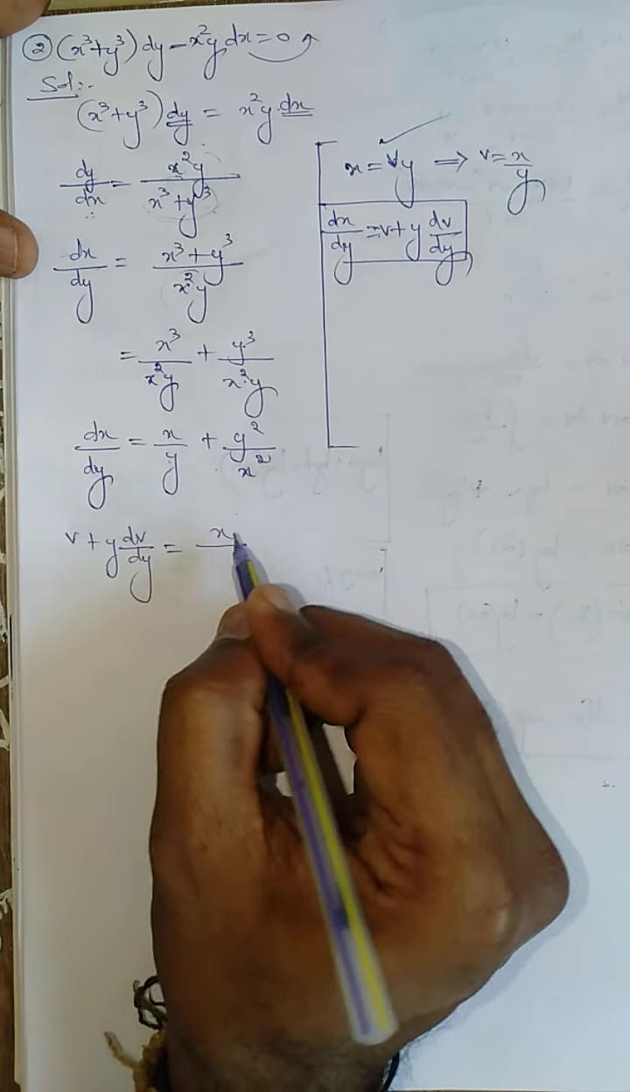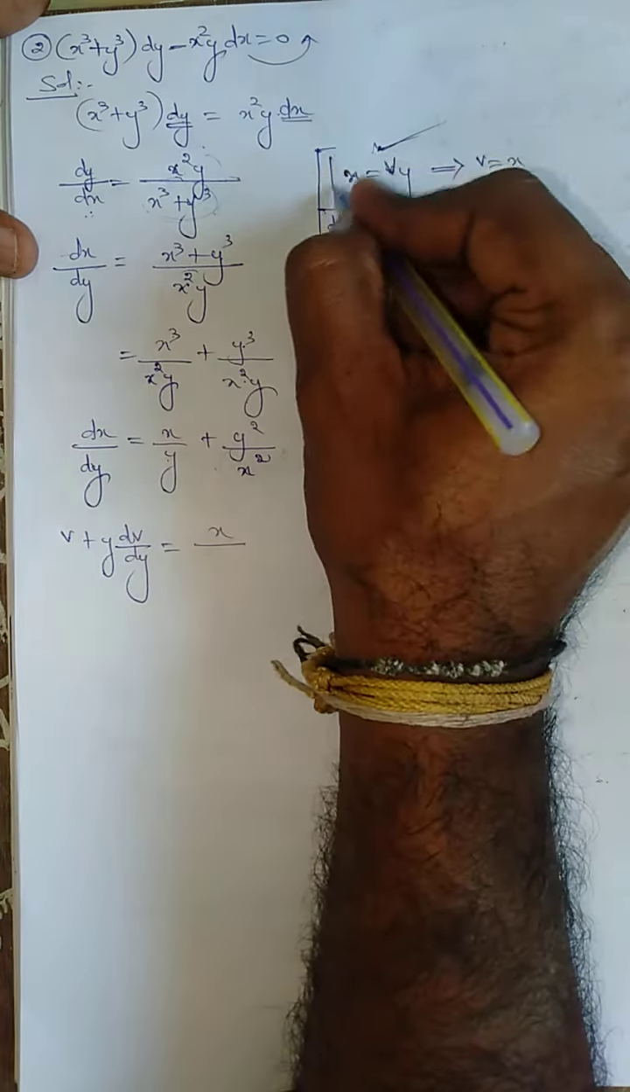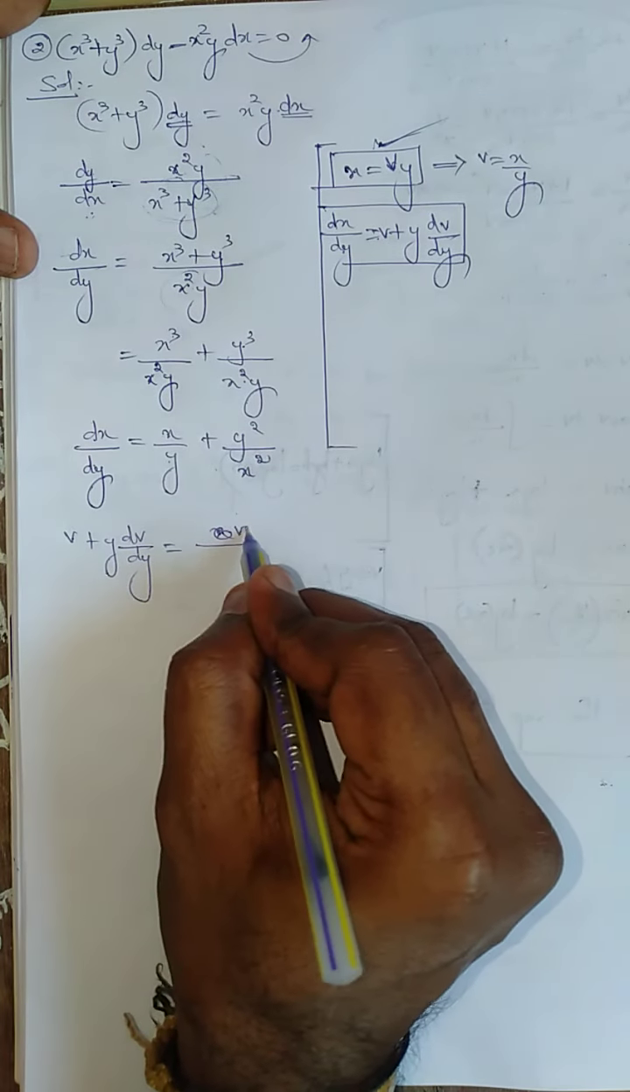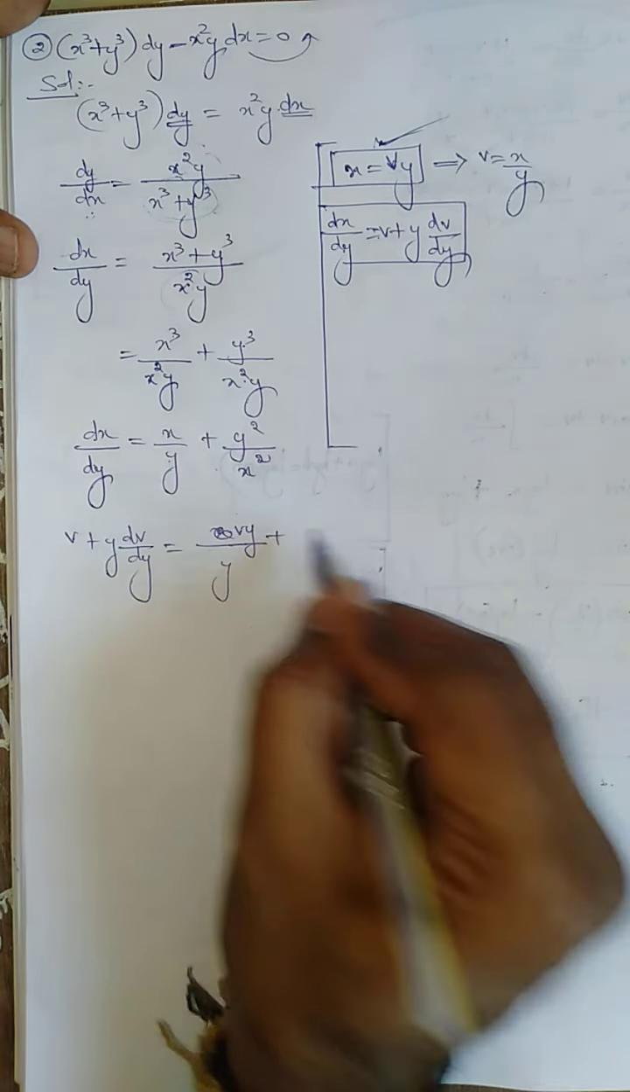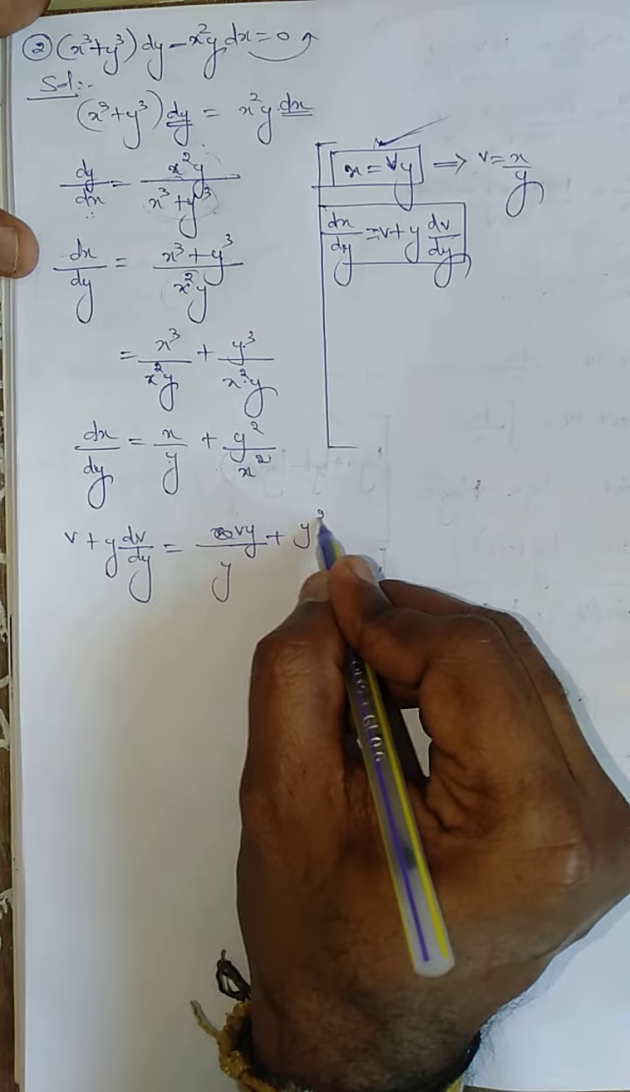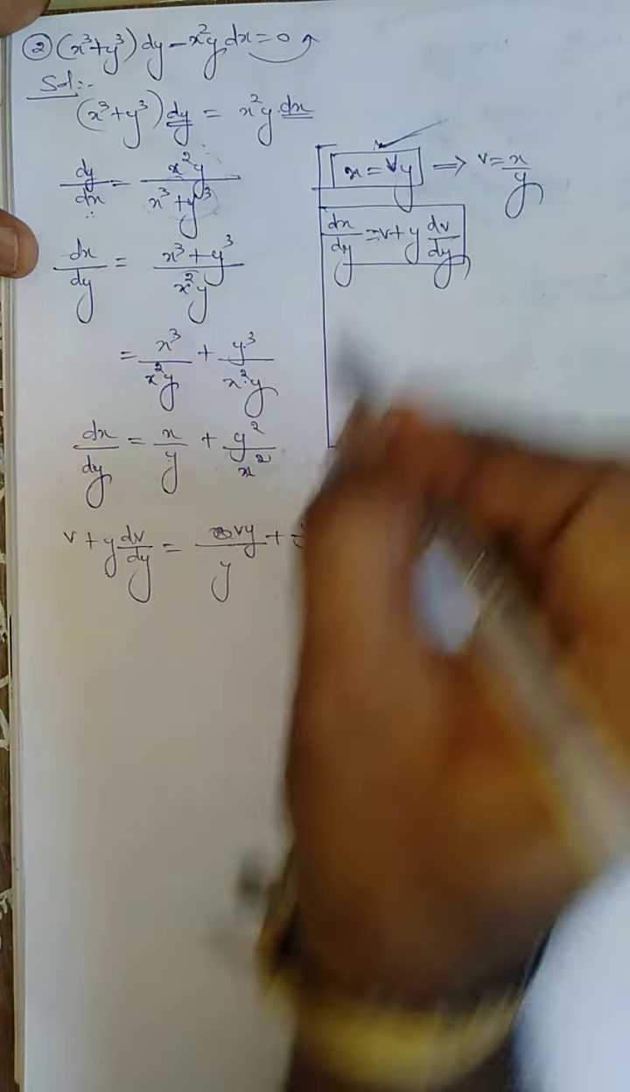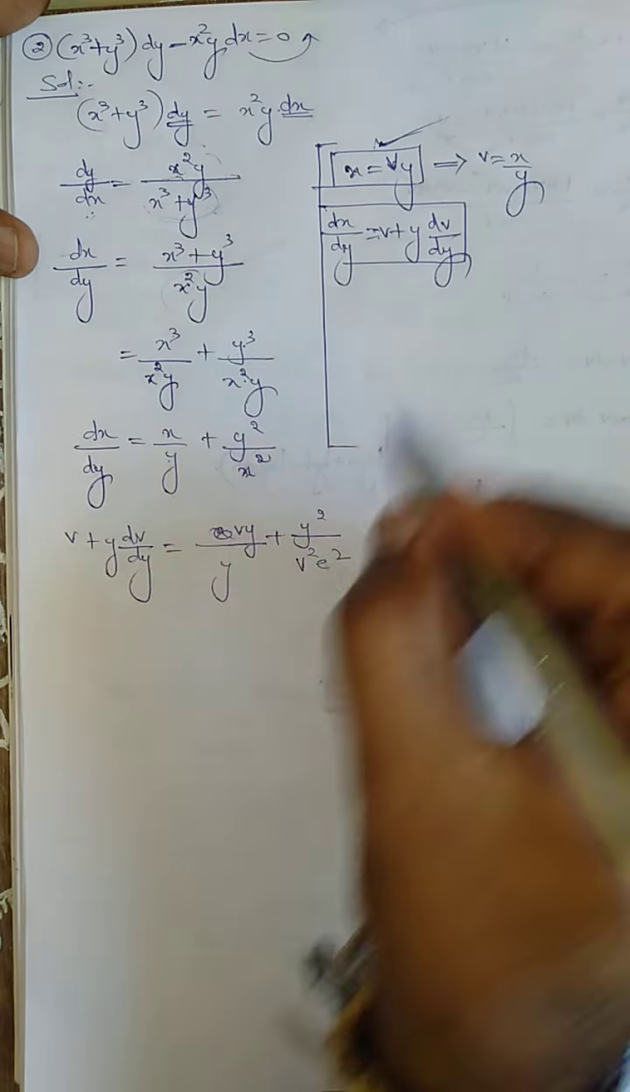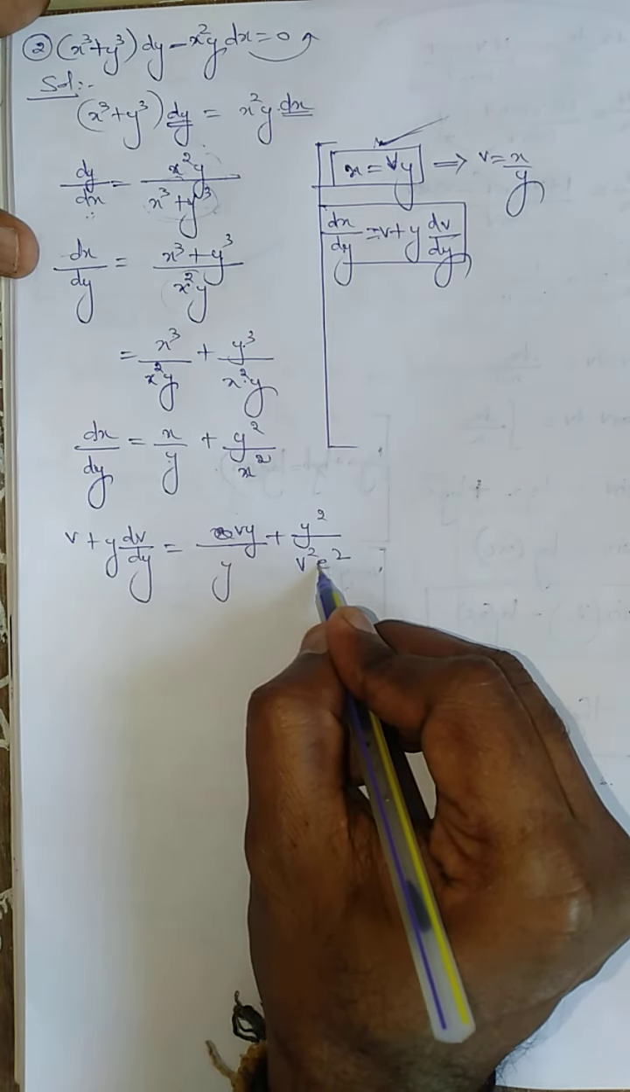x, write as it is. We need to change x only. x is equal to vy. Apply x is equal to vy. Write y as it is, plus y square, write as it is. What is x square? x square is nothing but v square y square.